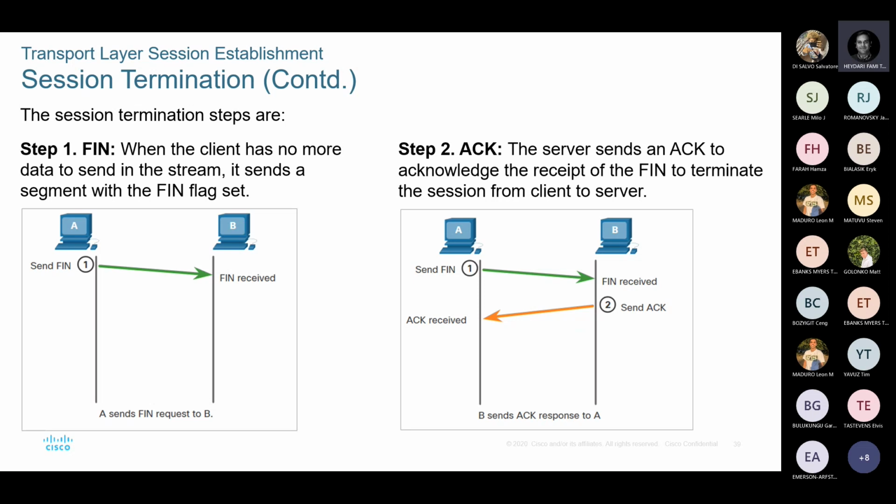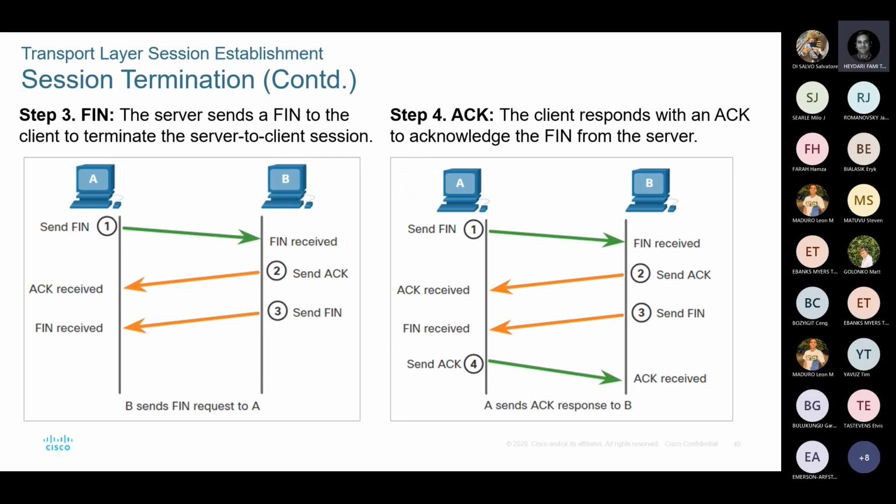But so far, only the session from A to B is terminated, not the session from B to A. And therefore, here, from right to left, you're going to send another FIN saying that B also does not have any more data to send to A and therefore wishes to terminate this TCP session. And A now needs to acknowledge that FIN. So FIN and ACK from both ways. Make sense?